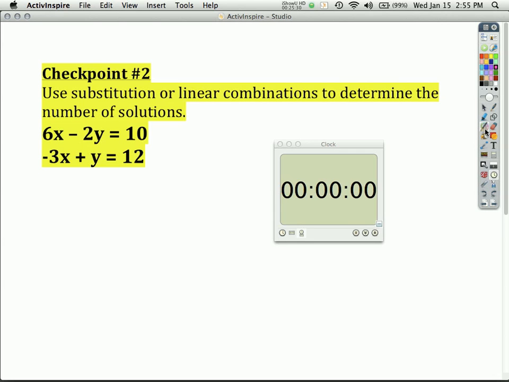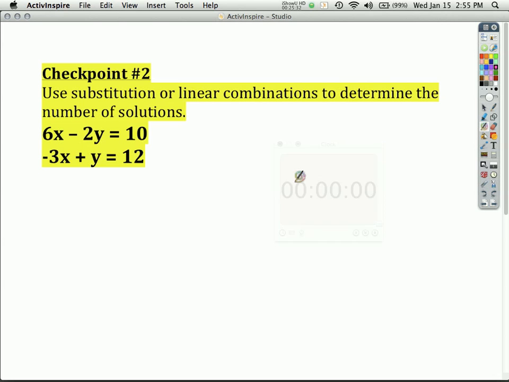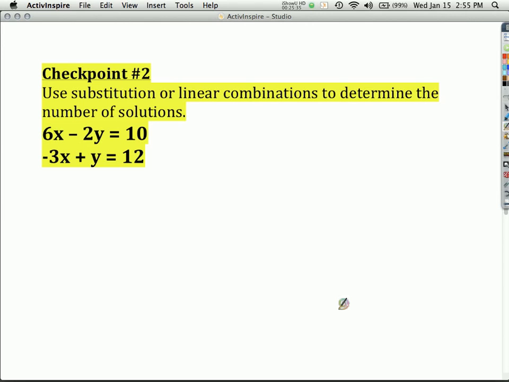We're going to do this by survey. Give me a thumbs up if you think there are infinite solutions. Thumbs up if you think there is one solution. Thumbs up if you think there's no solution. Everybody thought it was no solution. There is no solution.